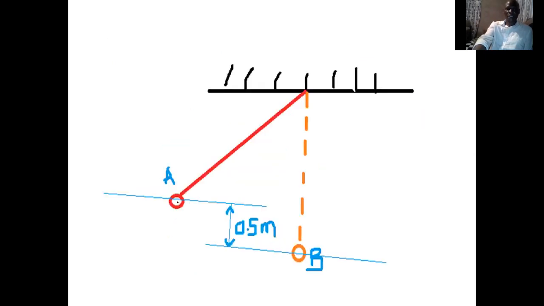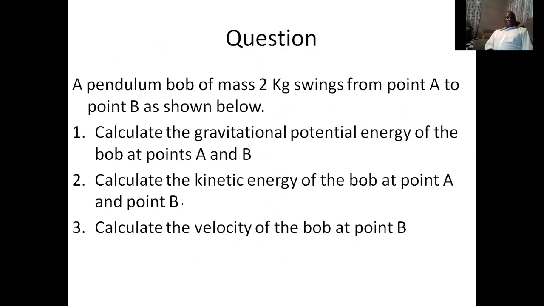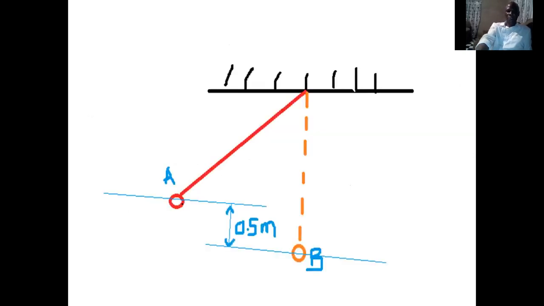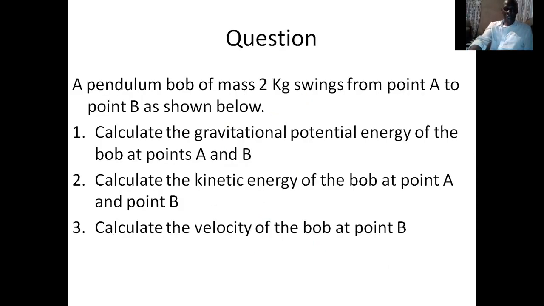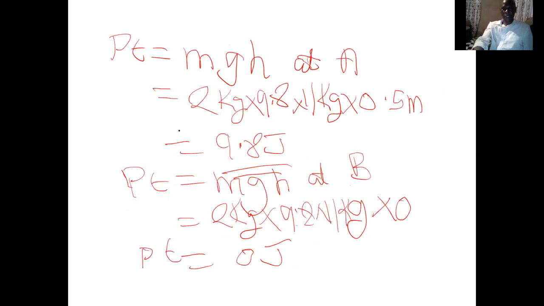And so now we look at the second part of the question: calculate the kinetic energy of the bulb at point A and at point B. So we need to find out what the kinetic energy is at point A and point B. At point A, just before the bulb is released, it's not moving, and therefore its potential energy is maximum, while its kinetic energy is 0. So we are calculating now the kinetic energy. The kinetic energy at point A will be 0.